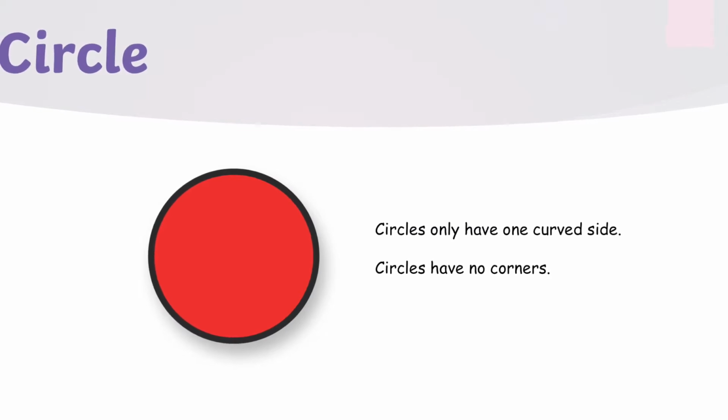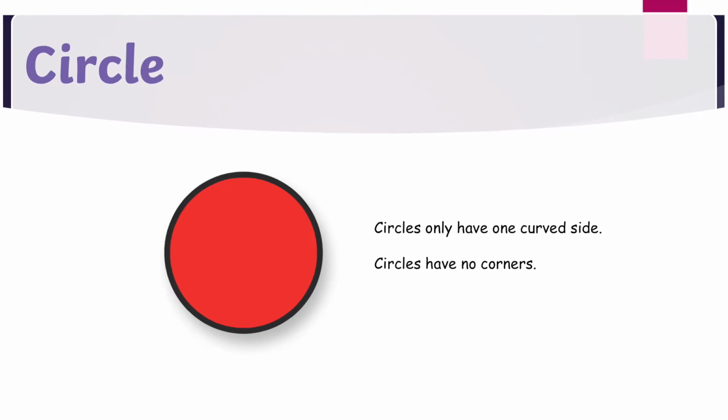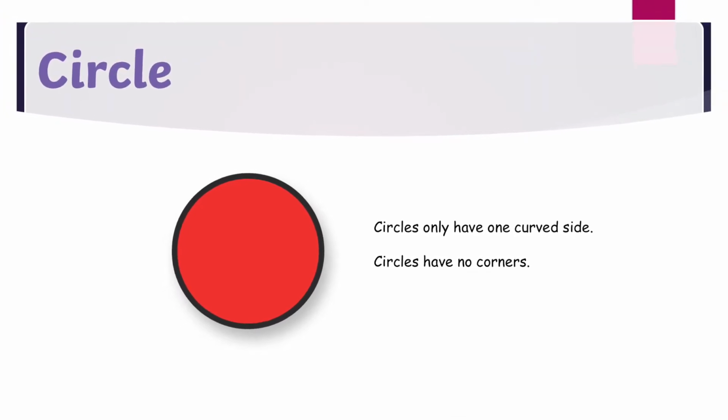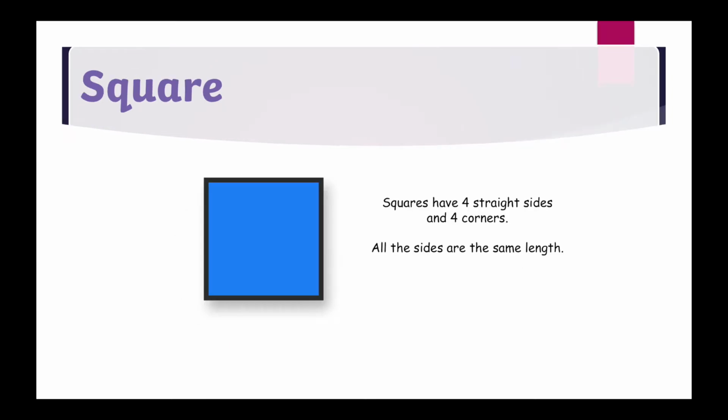A circle. A circle has one curved edge, and circles don't have any corners. This next shape is a square. All of the sides are the same length on a square. They have 4 sides and 4 corners.